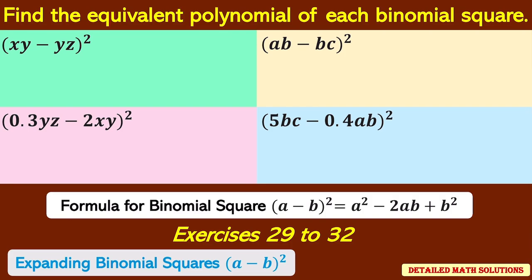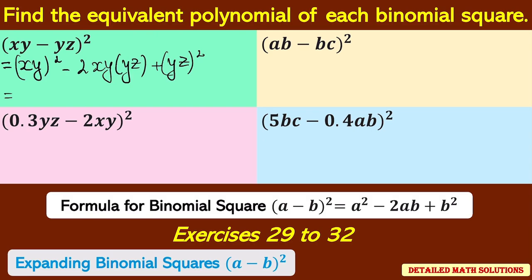In the first binomial, (xy minus yz) squared, xy corresponds to the a in the formula, and yz corresponds to the b in the formula. Therefore, when I apply the formula, this equals (xy) squared minus 2 times xy multiplied by yz plus (yz) squared.